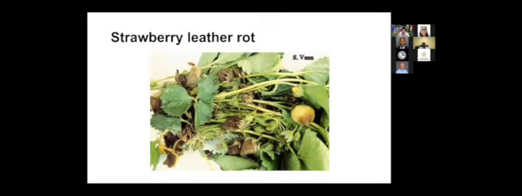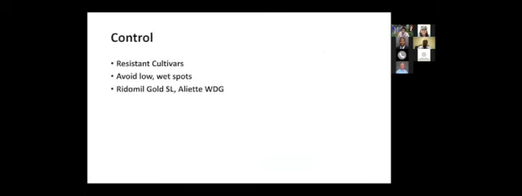Leather rot, this is a different Phytophthora, and what happens usually is it attacks fruit that's laying on the ground. And so the fruit becomes really hard and almost mummified. Resistant cultivars, again, there is resistance to this out there. The same problems that you have with crown and root rot with a Phytophthora, you have with this Phytophthora, and you use the same chemicals for control. And if possible, you don't allow the strawberry fruit to touch the soil.